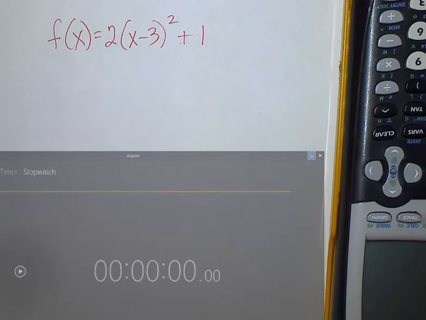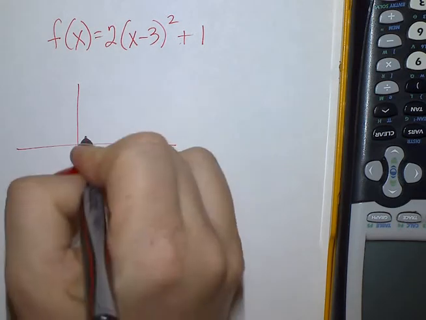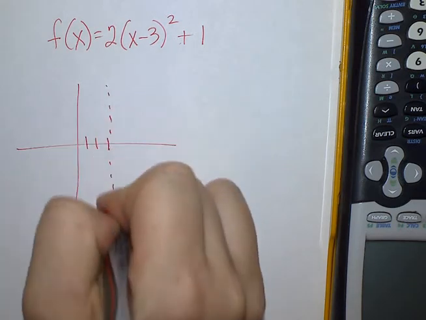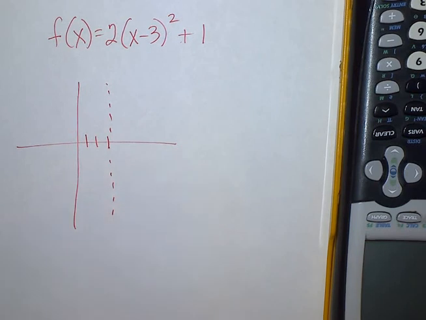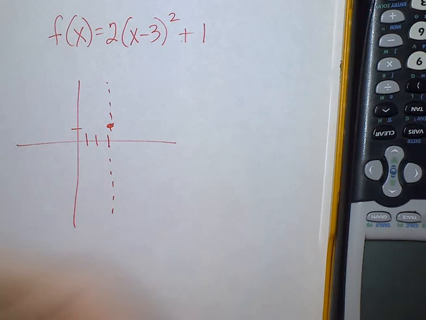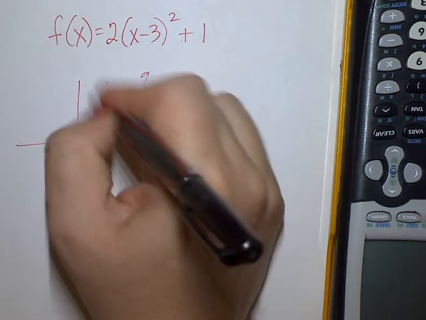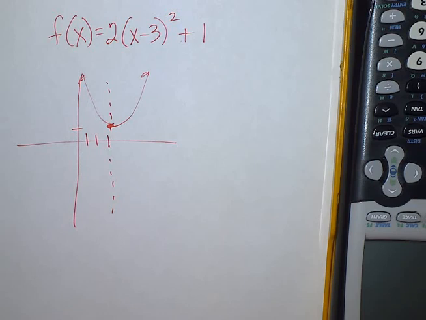Okay, and stop. Give you a little extra time there. Okay, so real quick graph. I'm going to go to the right 3. Axis of symmetry, also known as the line of symmetry. Go up 1. And then this function is opening upward because A is positive. So I know that's a very rough graph. We want to identify the interval of increasing.